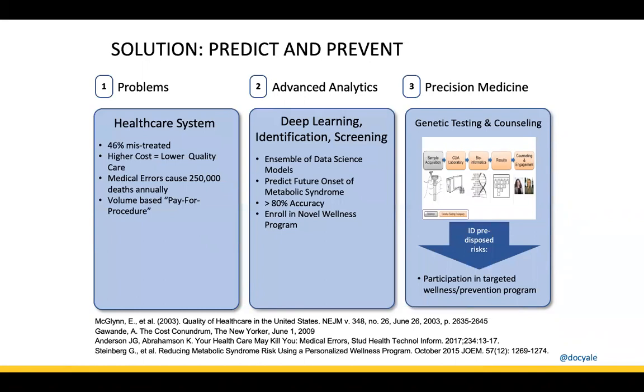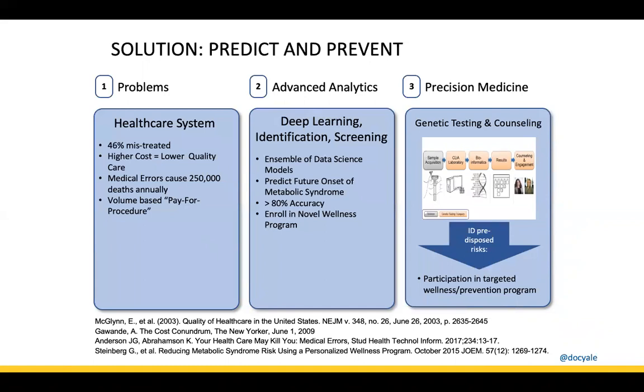In this pilot, we used a collection or ensemble of various data science modeling techniques to better predict who might get metabolic syndrome. This was done not only for the entire population, but for individuals as well. In this pilot, we were able to predict with greater than 80% accuracy using data science if a person was going to get metabolic syndrome in the next 12 months. Once these people were identified, a voluntary genetic testing and wellness program was offered, designed for their individual genotype and phenotype, and the results were significant.